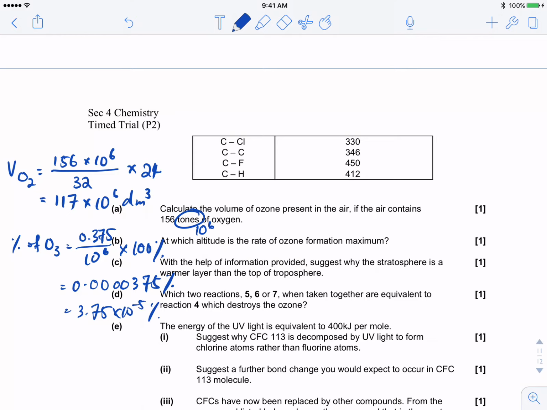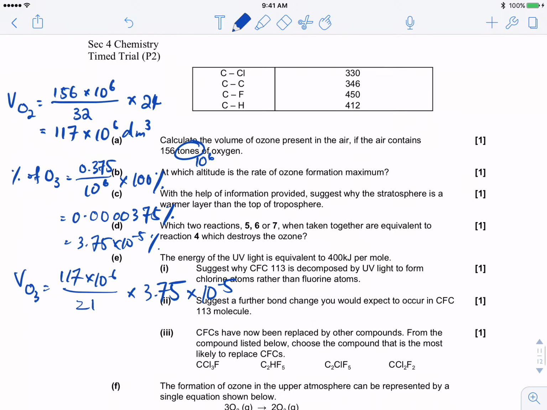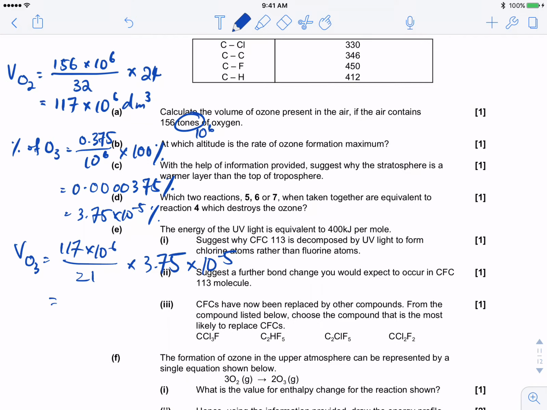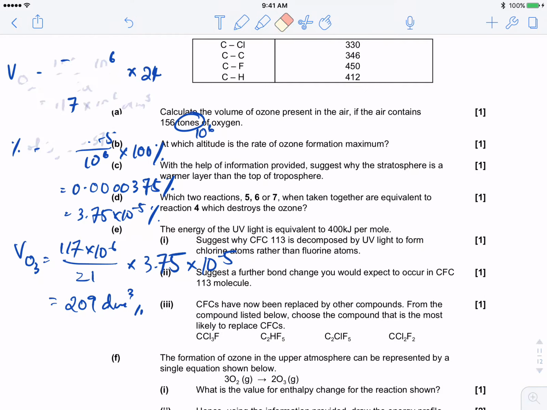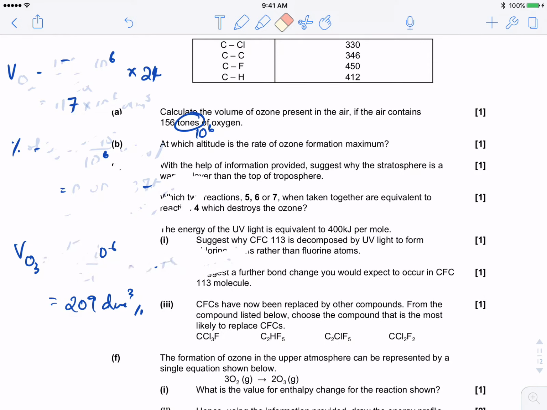So to find the volume of ozone, just take 117 times 10 to the power 6 divided by 21 times 33.75 times 10 to the power minus 5. That gives 209 dm cubed. Pause for a while. You can take down the answer, and I'm going to erase because there's no space. I'll just keep the answer.